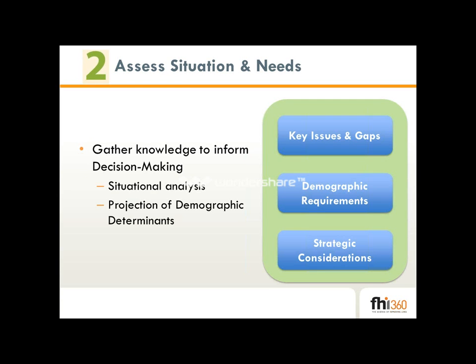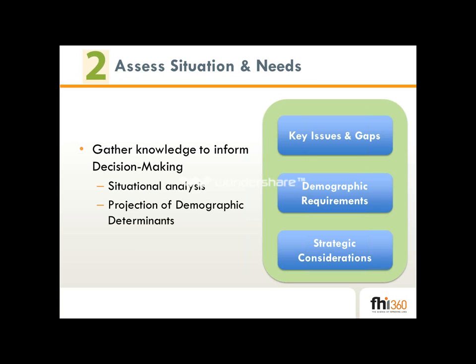The second step involves assessing the situation and needs. It is important that a CIP be grounded on a solid understanding of the factors that drive or block progress towards achieving family planning goals. This second step aims at understanding the status and performance of the essential components of a family planning program, determining demographic determinants for resource requirements that will be costed later in step 4, as well as generating key strategic considerations that inform the decision-making process.